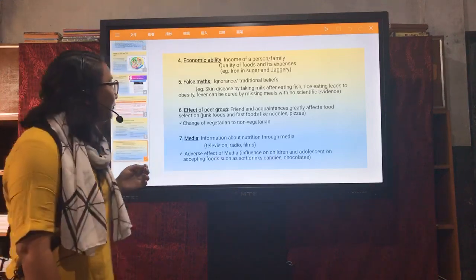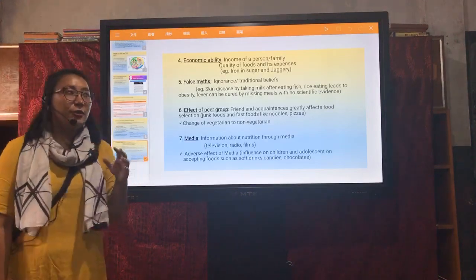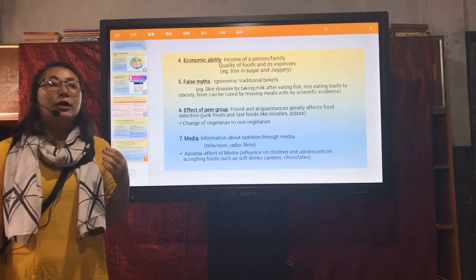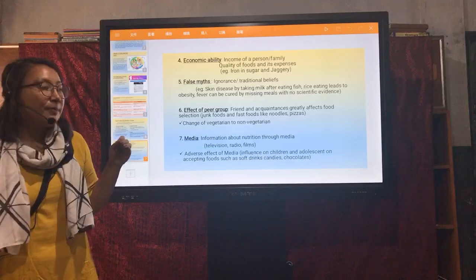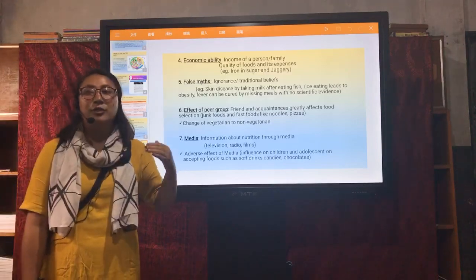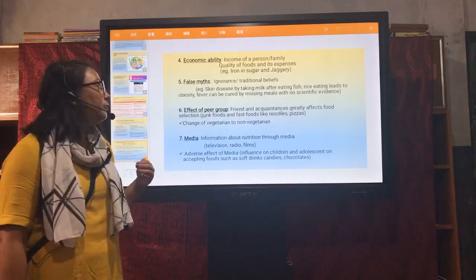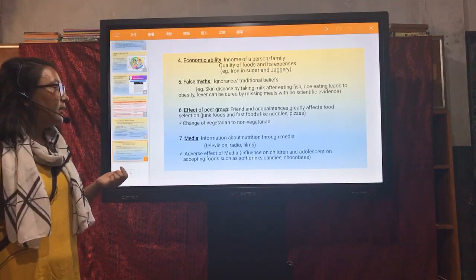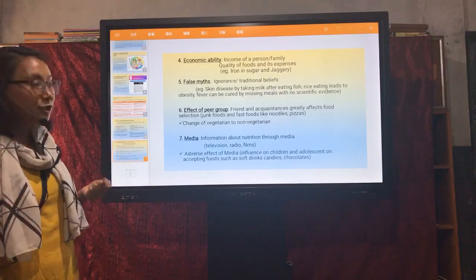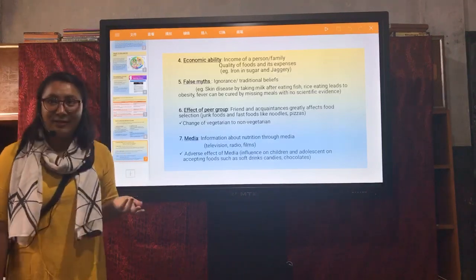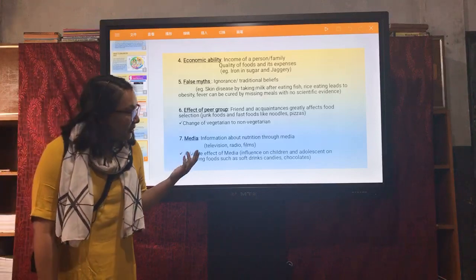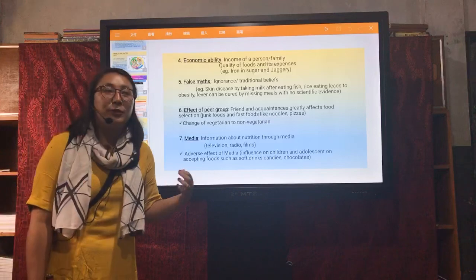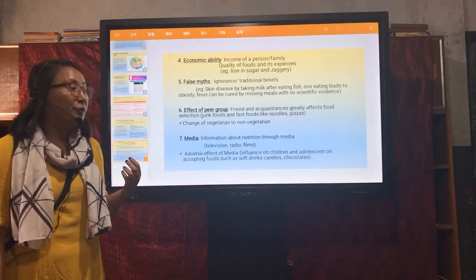The fifth point is false myths. Because of the ignorance of the nutritional requirements of individuals, and because of traditional beliefs, there are lots of false myths which hinder us in the selection of the food items. One of the false myths is that skin disease is caused by taking milk after eating fish, or that eating rice leads to obesity. Of course, rice doesn't mean that it will not lead to obesity, but if we overconsume, it will affect our sugar levels also, blood glucose levels also.